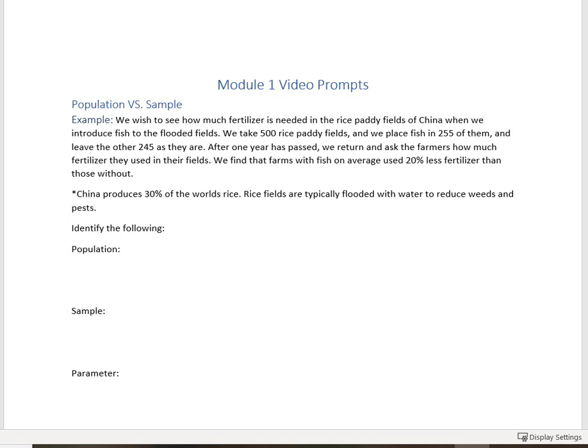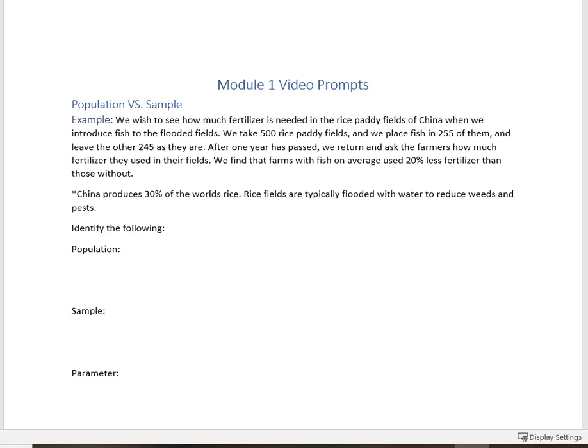We take 500 rice paddy fields and we place fish in 255 of them and leave the other 245 as they are. After 1 year has passed, we return and ask the farmers how much fertilizer they used in their fields. What we find is that farms with the fish on average use 20% less fertilizer than those without.